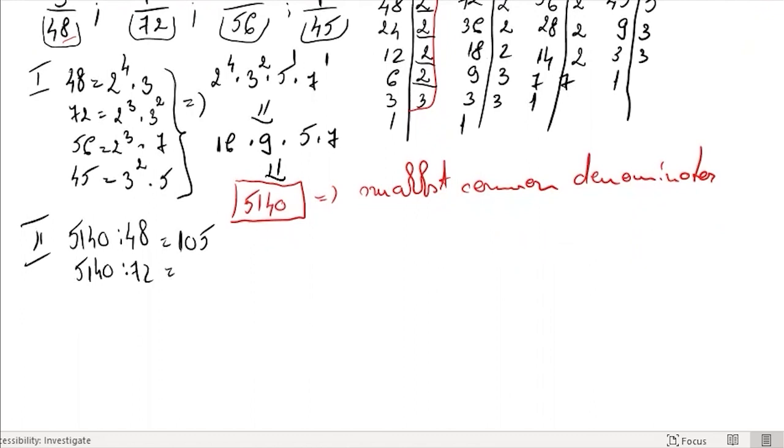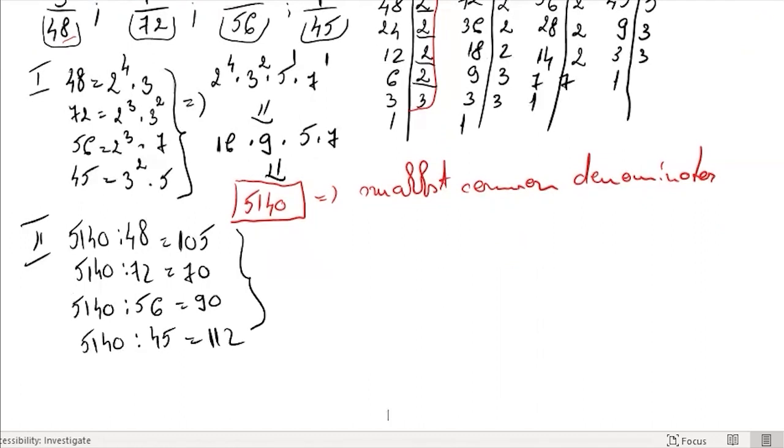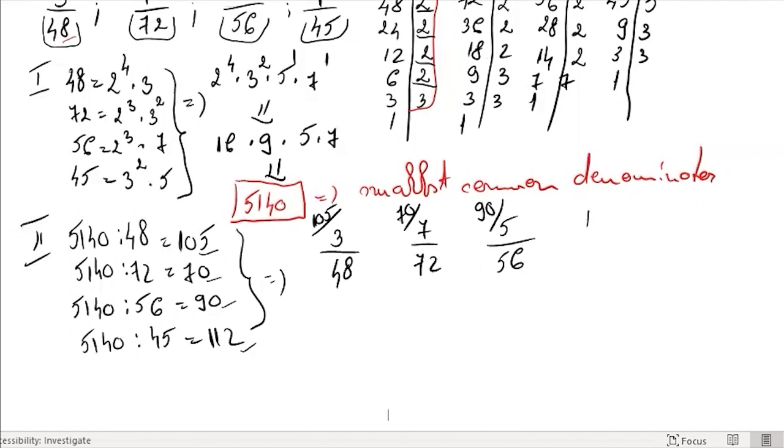Also, I'm going to divide 5040 by 72, which equals 70. I'm going to divide 5040 by 56, which equals 90. Then I'm going to divide 5040 by my last denominator, 45, which equals 112. In this way, I can amplify my initial fractions with these numbers. Let's see. 3 over 48, I'm going to amplify with 105. 7 over 72, I'm going to amplify with 70. 5 over 56, I'm going to amplify with 90. 1 over 45, I'm going to amplify with 112.